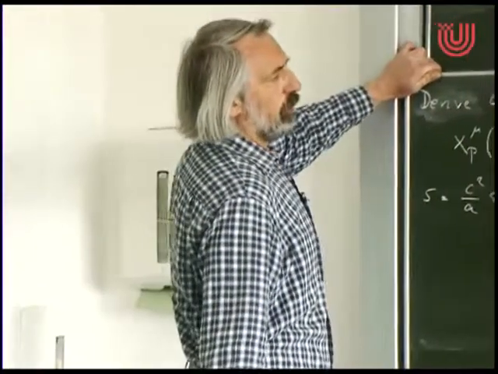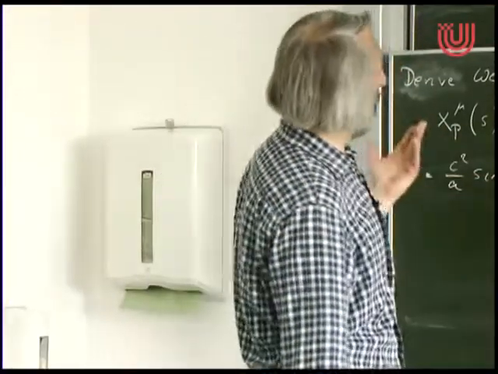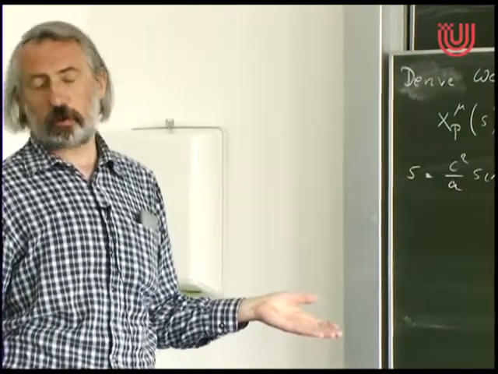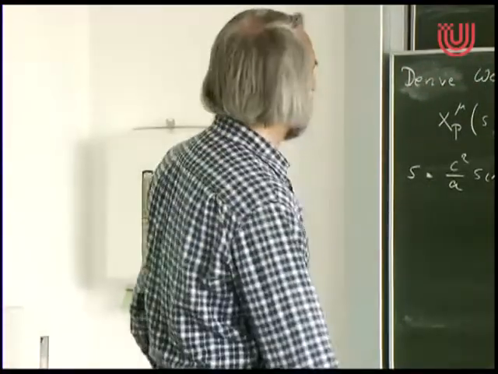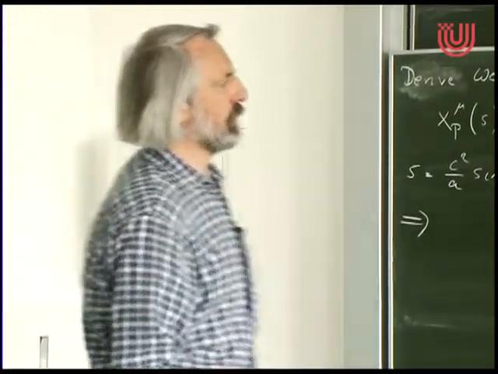Okay, this gives me four equations. I can eliminate the τ from these four equations, and then I get capital X, capital Y, and capital Z as functions of s. This gives me the world line in the XYZ system. So, well, that's for X the most complicated one.